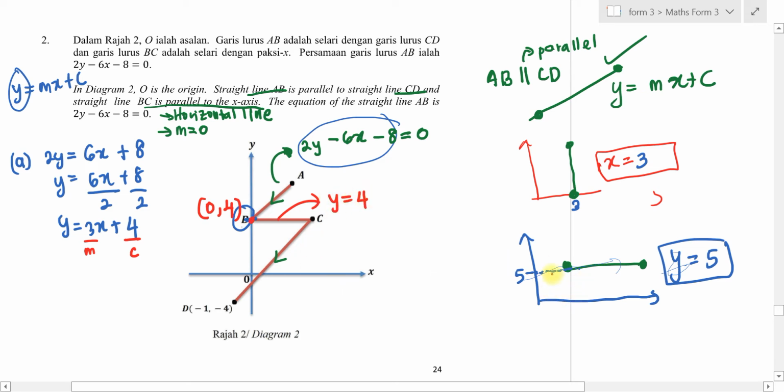That's finished. The equation of BC is y equal to 4. Finish, that's it.